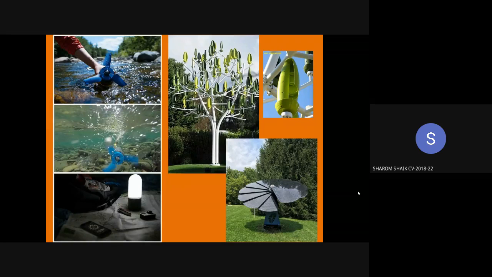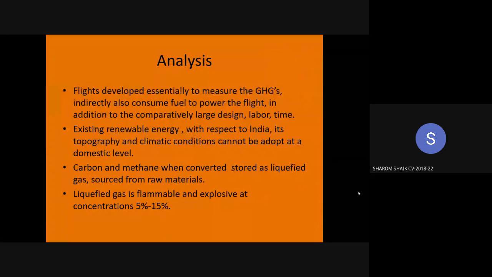Our next slide represents the analysis done and the deductions we got from the research papers. The first scenario of the research which we went through was the aircraft that measures greenhouse gases. But from our analysis we found that these aircraft also indirectly consume fuel, which is mostly the non-renewable energy of coal or petroleum. Also, these are large and time consuming. They also involve labor, which can be a slight drawback to our motive.